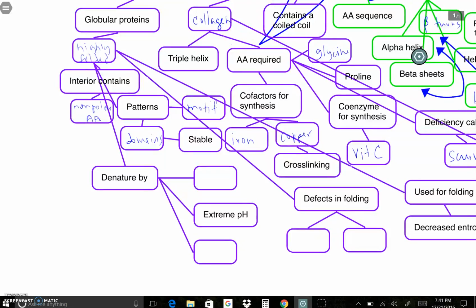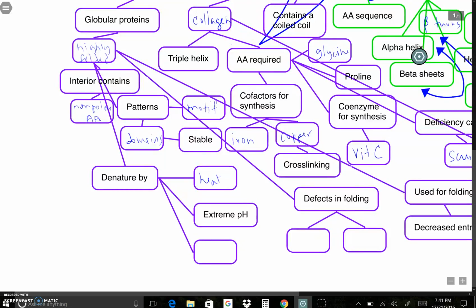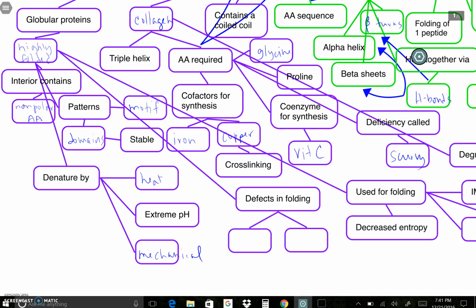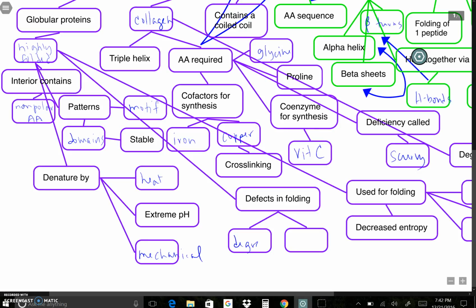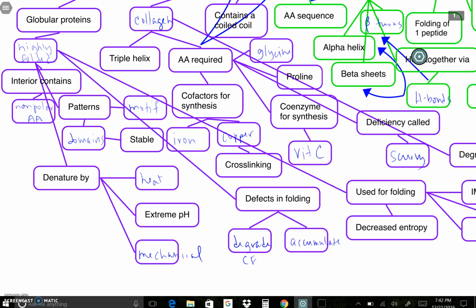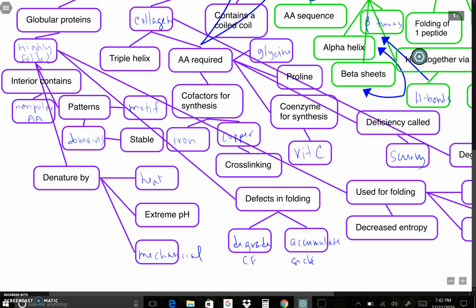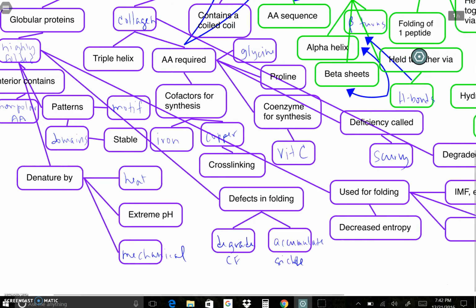We can denature these globular proteins using heat. Remember, scrambling eggs. We can use extreme pHs like our gastric juice, where both basic and acidic work, or we can do mechanical shearing, which is where we talked about making angel food cake. If you have defects in folding, there's a couple different things that can happen. We can either degrade it or we can accumulate it. If we degrade it, that's what happens with cystic fibrosis. We make a protein that's not folded correctly and the body degrades it right away. Versus things like sickle cell anemia, where it's folded incorrectly, but the body accumulates it because there's a reason for it.